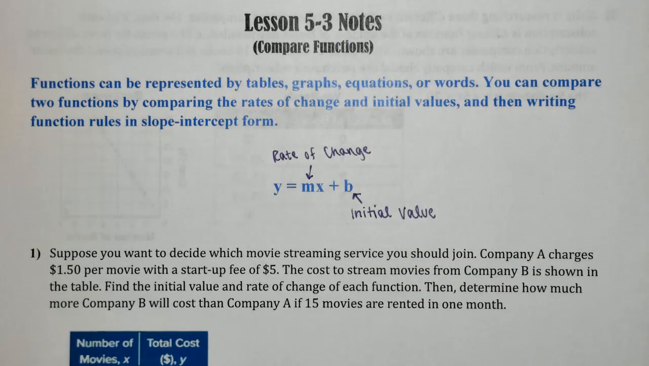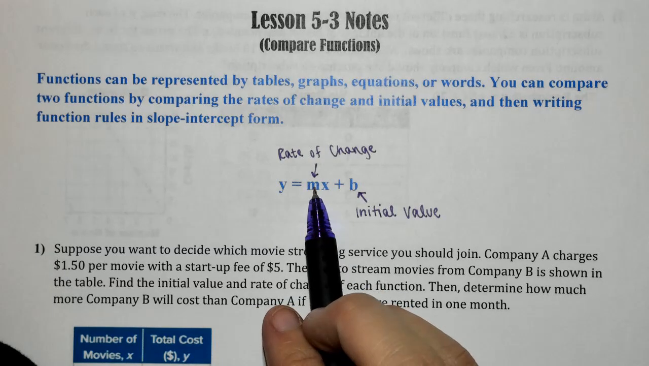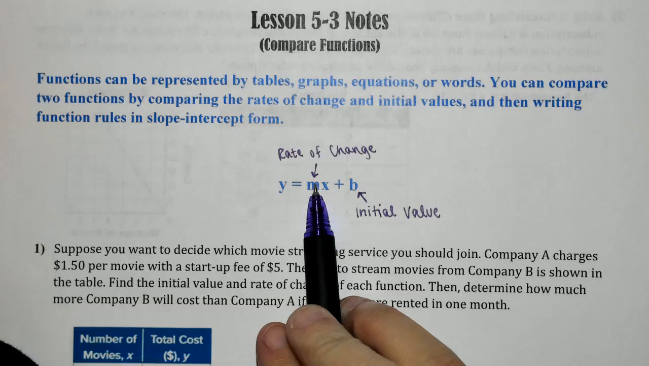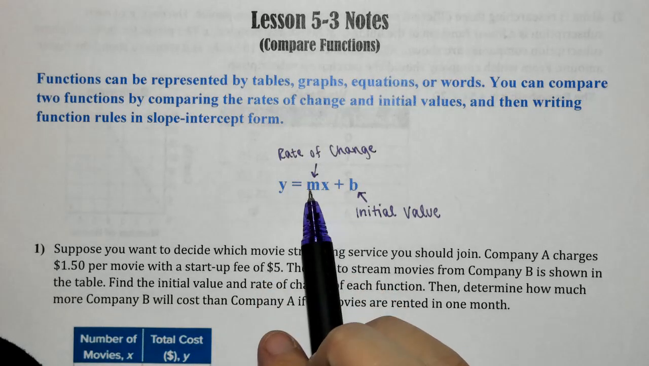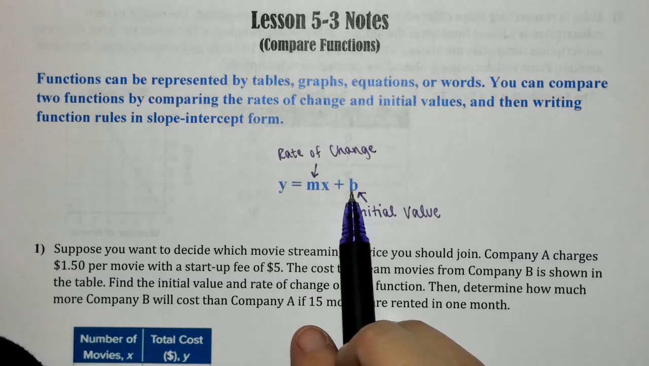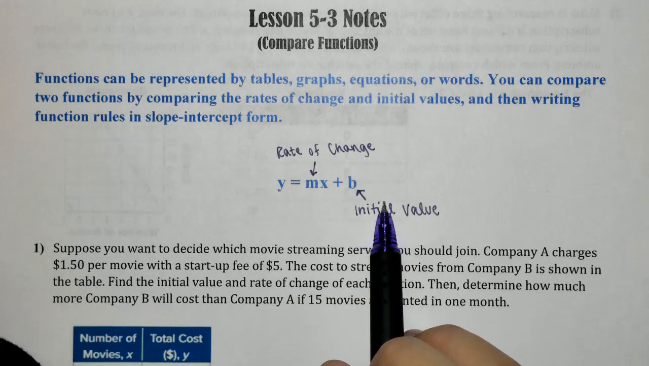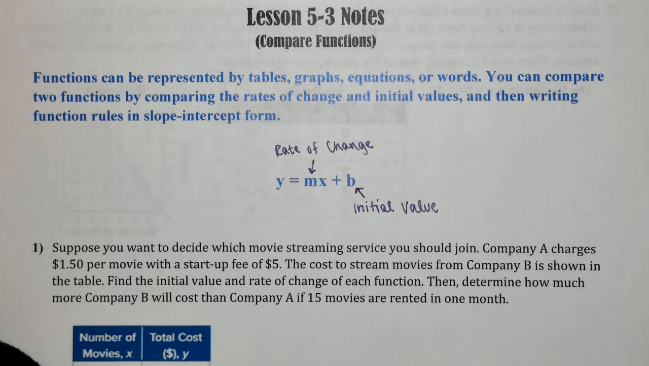So one more time: output, input. m, our slope, is the same as rate of change. Remember, we write slope as a fraction, rise over run, and rates are also written as a fraction. b is our y-intercept, also known as the initial value. This is how we're going to think about them for this lesson and for this chapter in general.